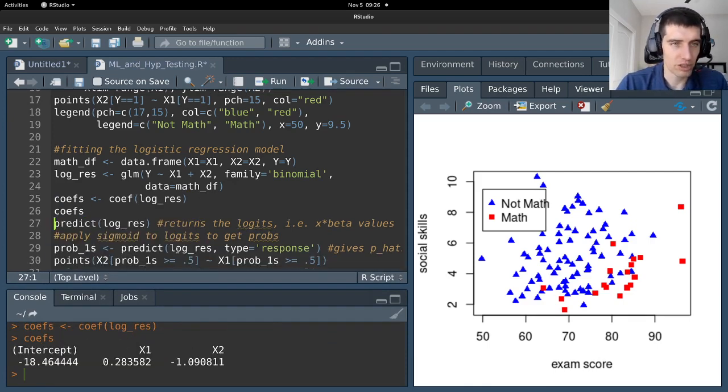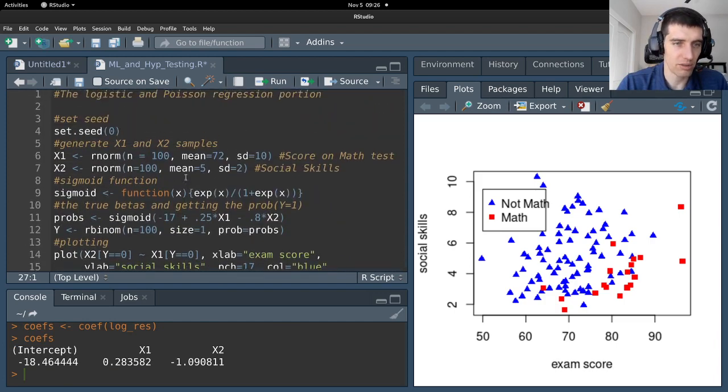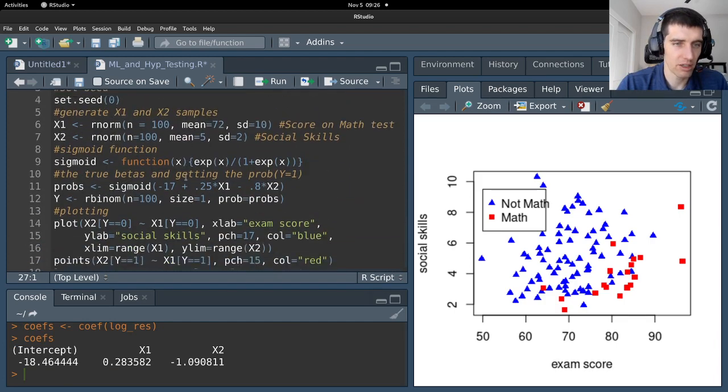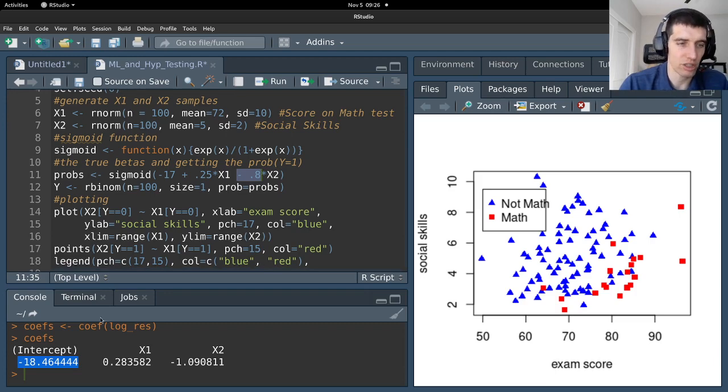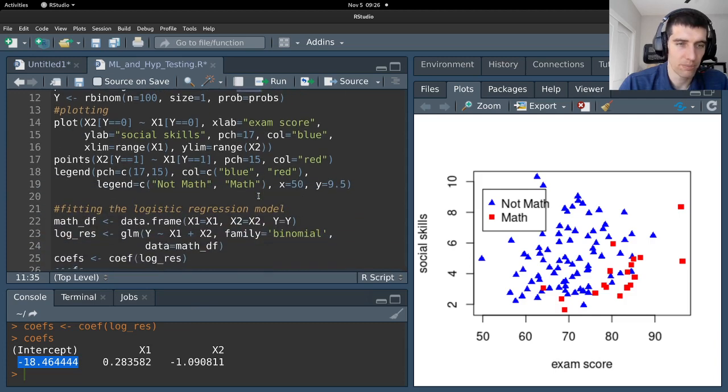So here are my coefficients, and let's compare that to the numbers I used to generate the data. When I generated the data, I had my intercept negative 17, beta 1 was 0.25, and beta 2 was negative 0.8. So these are in the right ballpark, right? My estimates using maximum likelihood and logistic regression: my intercept term is estimated to be negative 18 instead of the truth, which is negative 17, 0.28 instead of 0.25, and negative 1.09 instead of negative 0.8. Okay.